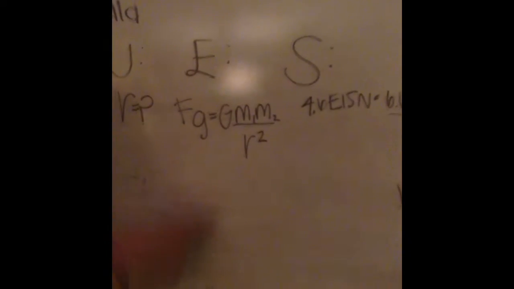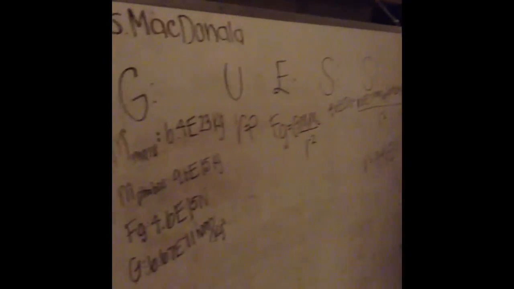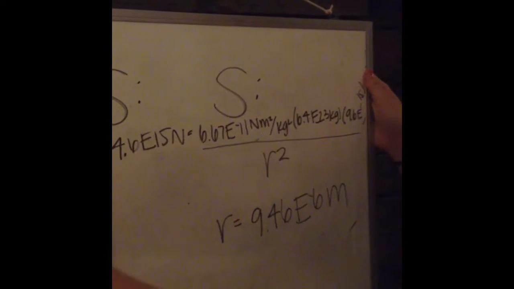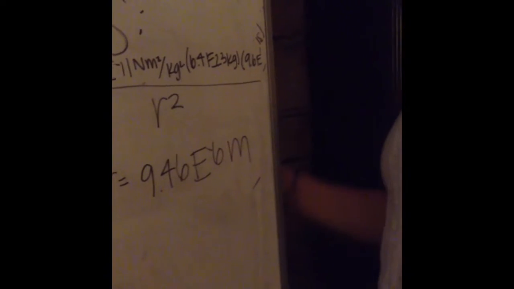And for the equation, we have Fg equals G M1 M2 over R squared. So why do we use this formula, one may ask? We have Fg, two masses, we don't have R, but that's our unknown. But we have all the rest. We have all the meat and potatoes, but this right here. So we're going to come over and solve. So basically, all we did was we plugged and chugged. 9.46 times 10 to the negative 6 meters for your radius.